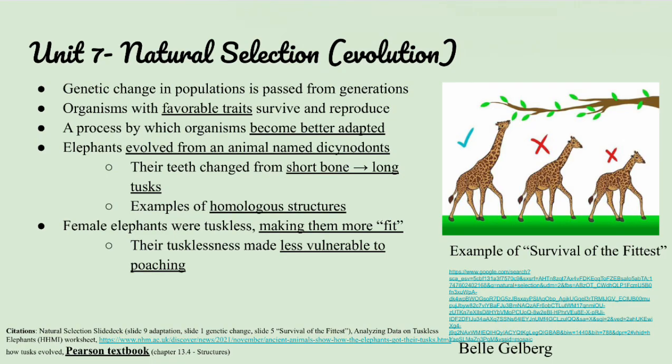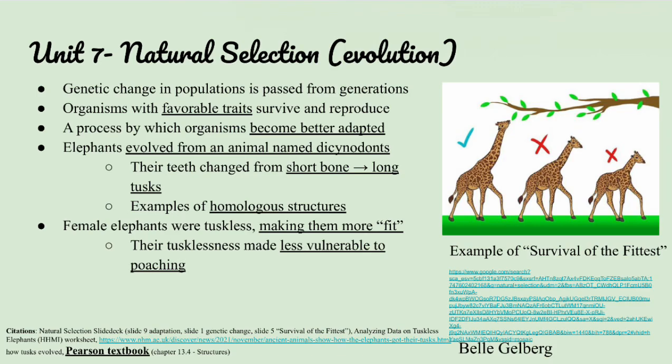in populations is passed on from generation to generation, from parents to offspring, and so forth. Organisms with favorable traits survive and reproduce, meaning that organisms with these specific traits can survive in the environment, and then they reproduce and create more offspring with these traits that succeed as well. And then natural selection is a process by which organisms become better adapted. So kind of going back, they have these traits, they adapt to the environment, and then they reproduce.